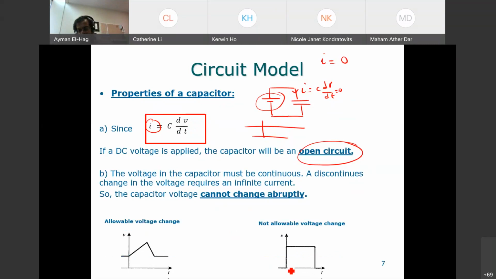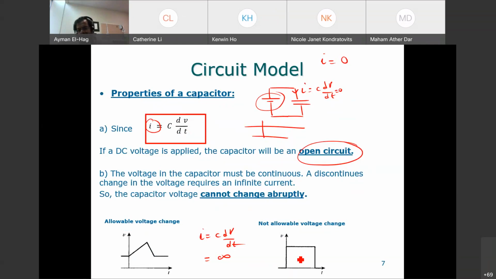If the voltage is changing like this, going from 0 to maximum voltage in no time, it means that the current, which is equal to C dV by dt, what is the slope of a vertical line? The slope of a vertical line is infinity. So the current becomes infinity, which physically cannot be. This is the physics: you cannot have a voltage across the capacitor that changes instantaneously. Otherwise, you will have current that goes to infinity, so that's not possible.